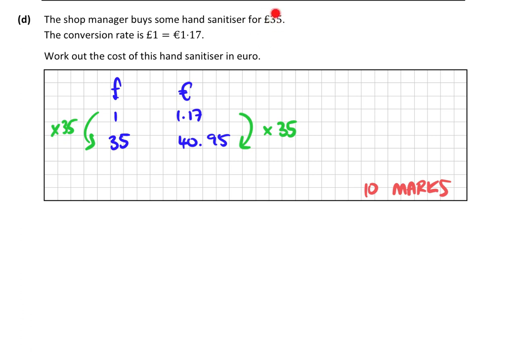We knew that we were looking for £35, so put your £35 underneath your £1 and see what happens. How do we turn 1 into 35? We turn 1 into 35 by multiplying it by 35. We do the exact same with our euros, so we multiply €1.17 by 35, and that gives us a total of €40.95. If you answered that correctly, you would have got 10 marks. And that's the end of question 3.